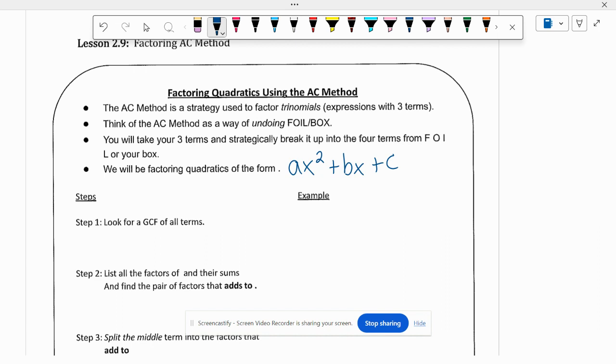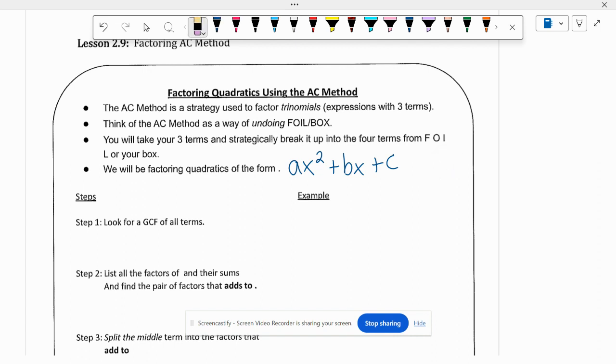All of the ones that we factor today are going to have A equals 1. Maybe that's not true. Nope, that's not true. Well, I'm not even going to write that. I'm just going to get rid of that, okay?